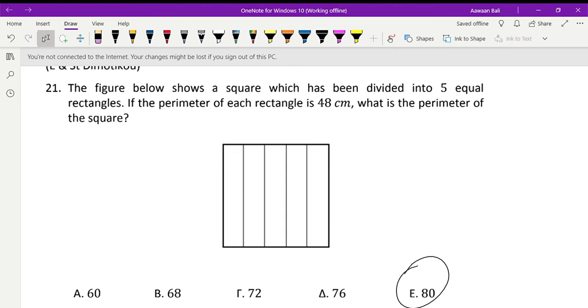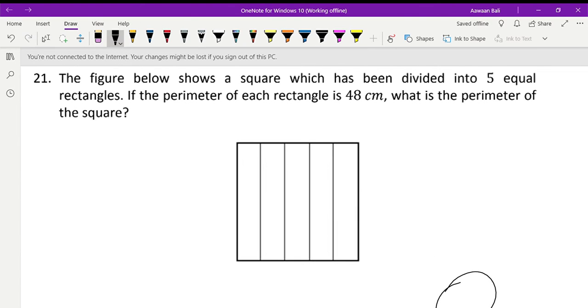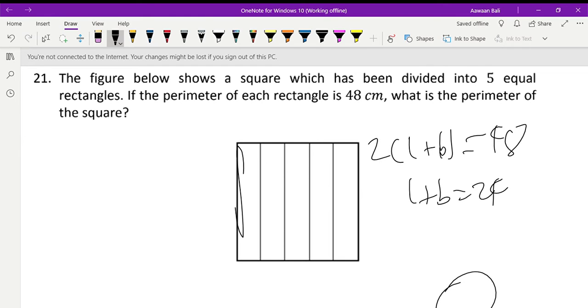So, question number 21. The figure below shows a square which has been divided into 5 equal rectangles. The perimeter of each rectangle is 48 centimeters. What is the perimeter of the square? Okay, so 2 times L plus B, where L is the length of the rectangle and B is the breadth of the rectangle. But you could also say 2 times L plus W if you say width. Either way. Now basically, we know that's 48. Well, let's just say if it's breadth. So that's 48. Now we can divide both sides by 2. L plus B is 24, which means this length and this breadth or width, the sum is 24.